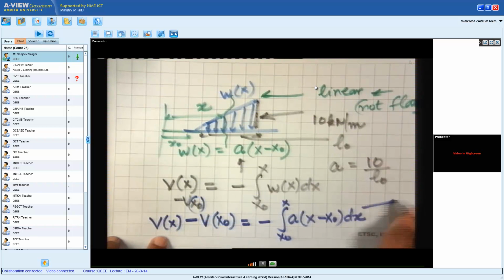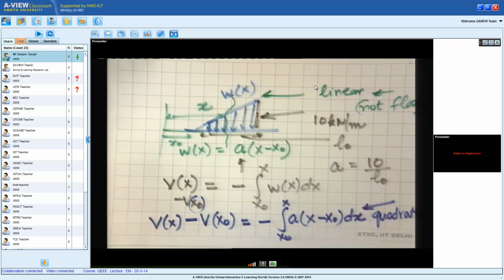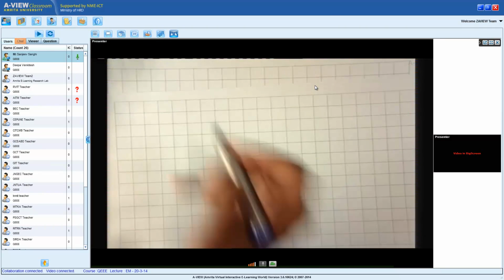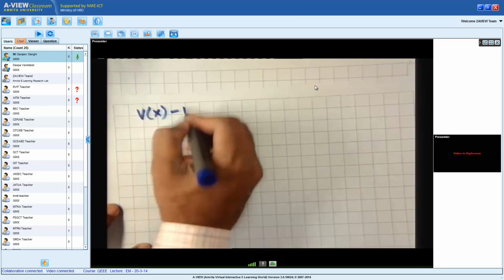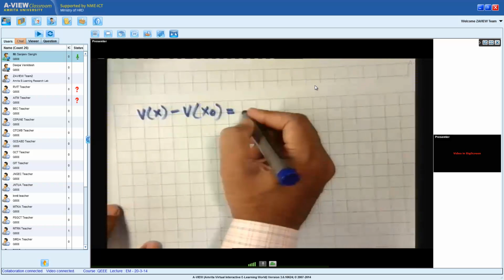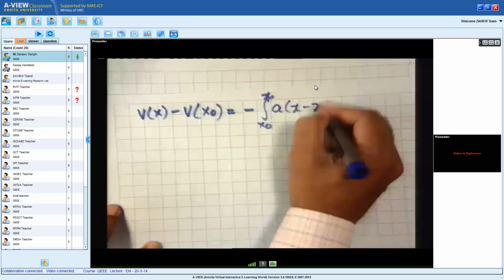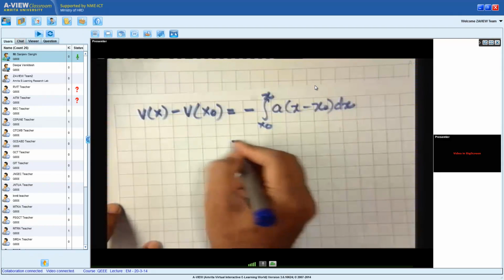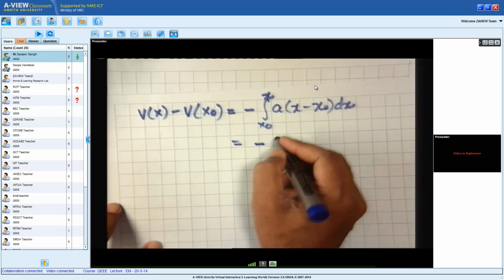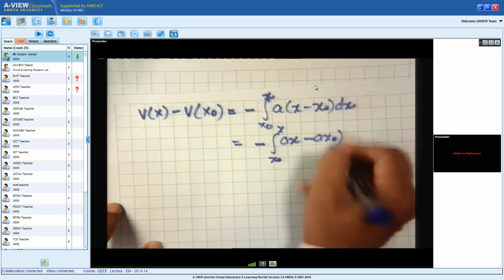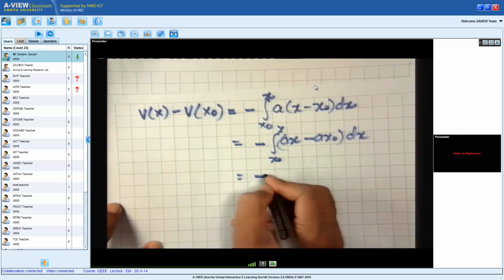And what you realize is that this function now will become quadratic, because when you integrate x, so maybe we can do this. So what you will have is, I'll just write this again, V of x minus V of x0 is equal to minus integral from x0 to x a times x minus x0 dx. So this becomes equal to minus integral from x0 to x ax minus ax0 dx.